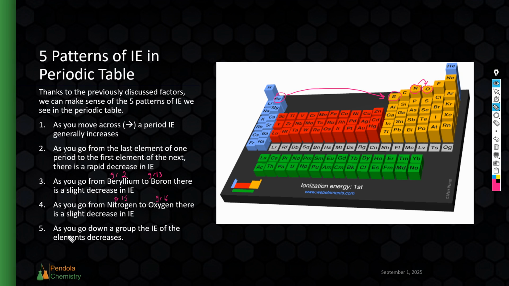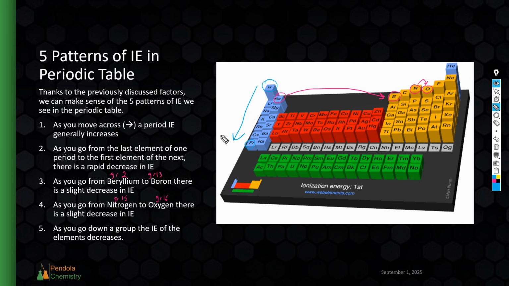Finally, the last trend is that as you go from the top of a group to the bottom of a group, so something like hydrogen to francium, the first ionization energy of the elements is going to decrease as you go from top to bottom. As we go from hydrogen to francium, or down any group, that ionization energy is going to decrease.